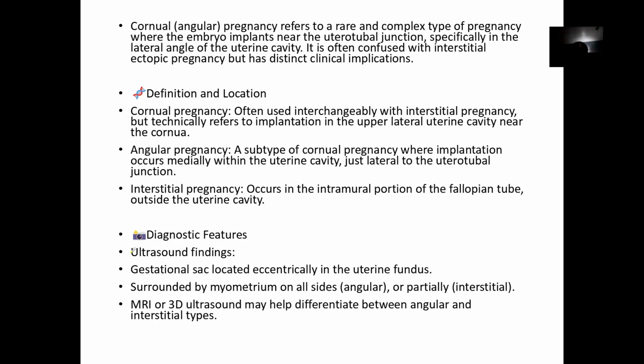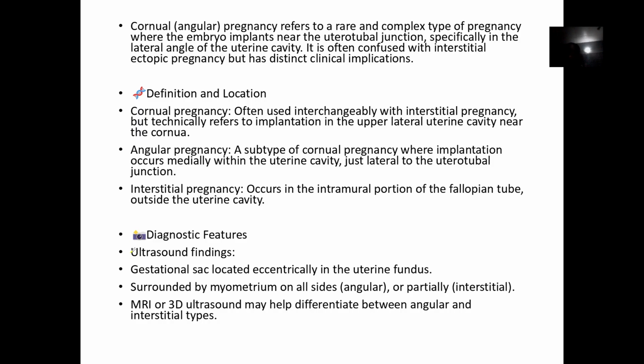Cornual pregnancy is often used interchangeably with interstitial pregnancy, but technically it's in the upper lateral uterine cavity near the cornua. The angular one is a subtype of cornual. Do you understand? If you want to be strict, you define them separately. If not, on a normal basis, they are often discussed together.